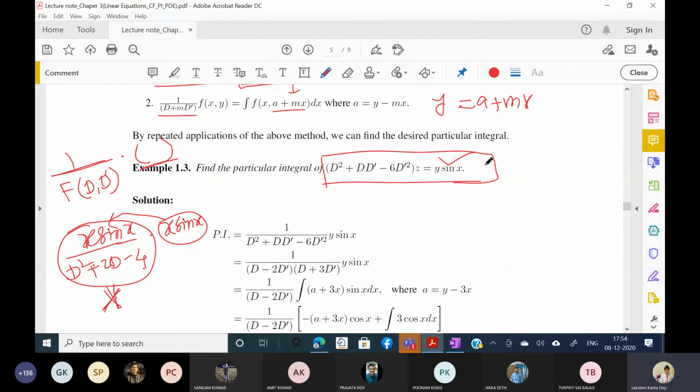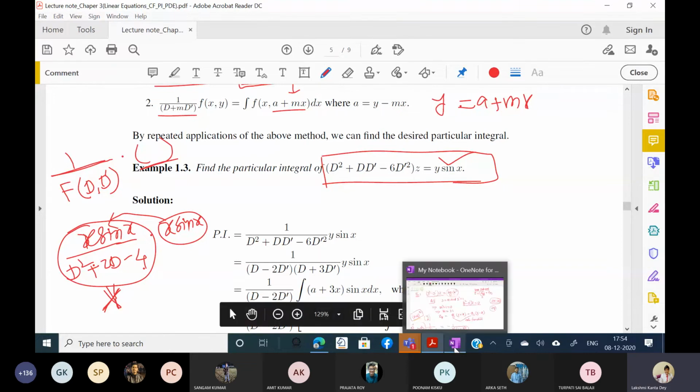It should be 1 by some operator. It is operated on the function which is maybe the right hand side totally. If you write something on the left hand side, that means it is beyond your operator's operation. Clear? Okay, you see the writing style here. In this way you can write.